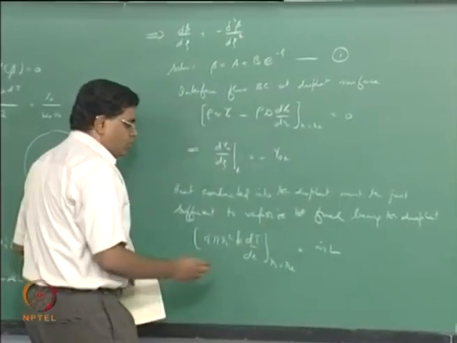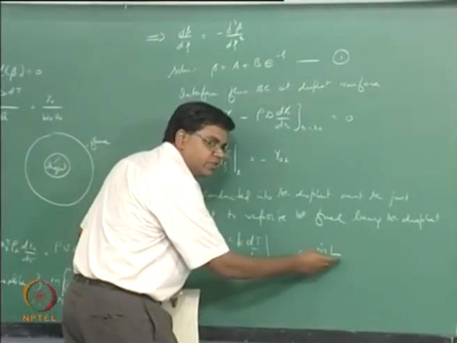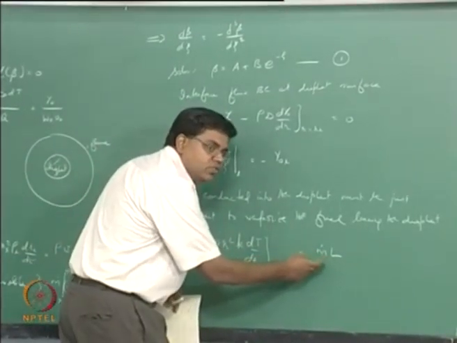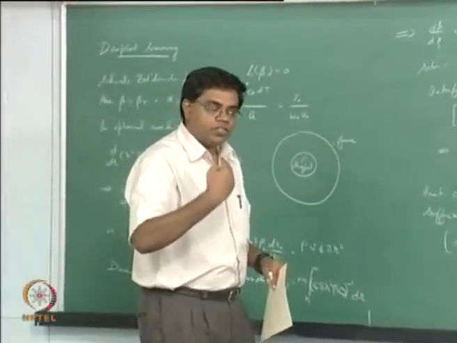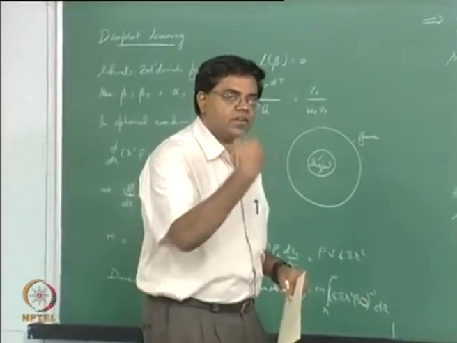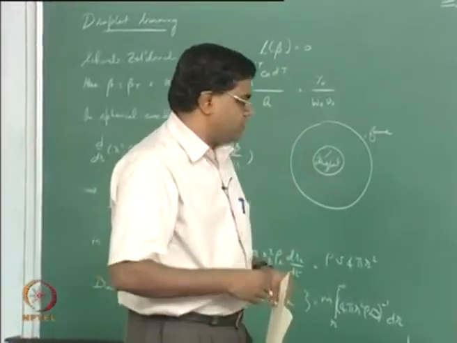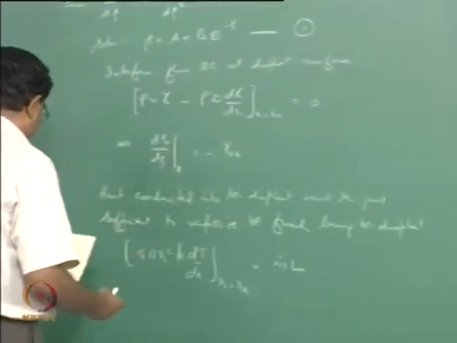Okay, so in other words, you need to have the latent heat of vaporization times the rate at which the droplet is regressing, which is the same as the rate at which the gases are issuing out of the droplet surface. So this is pretty much the same.